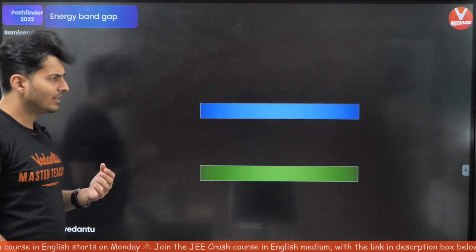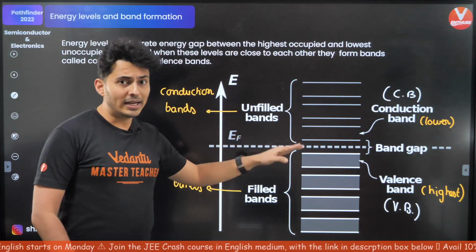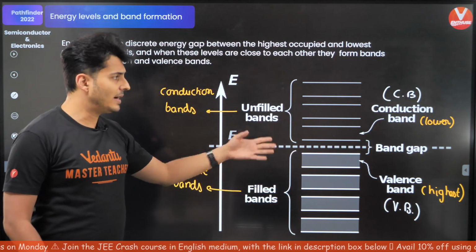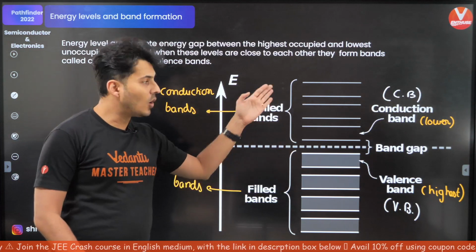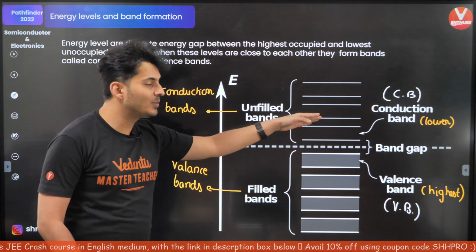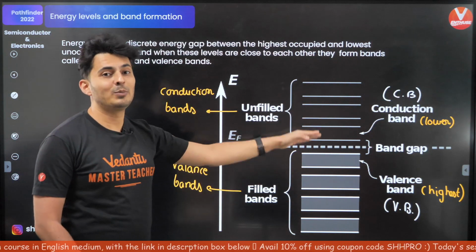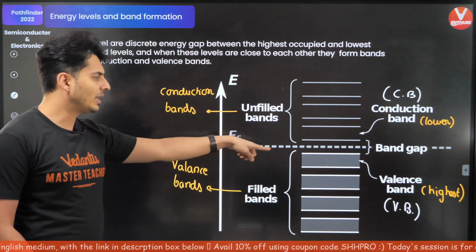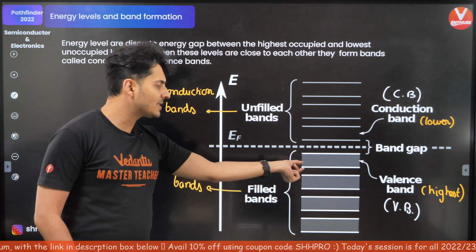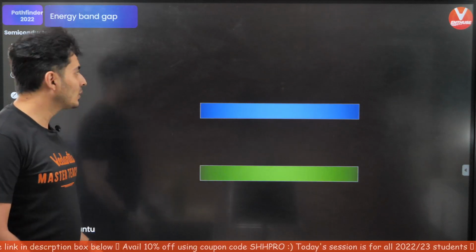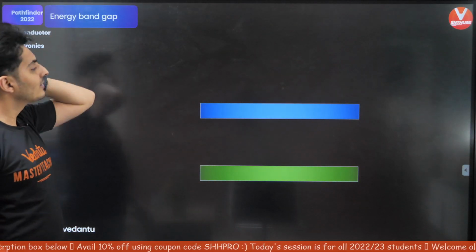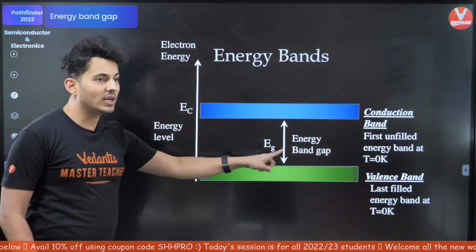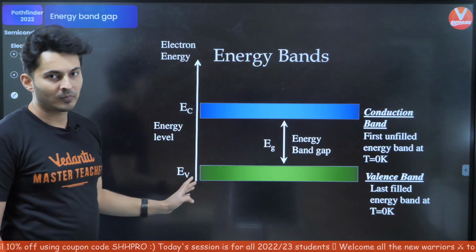Once you understand that there are two kinds of energy bands, valence band and conduction band, let's also talk about the difference between them, the gap between them energy wise. You might have noticed that each band has some gap. So that gap also plays an important role in semiconductors. That is called the energy band gap.